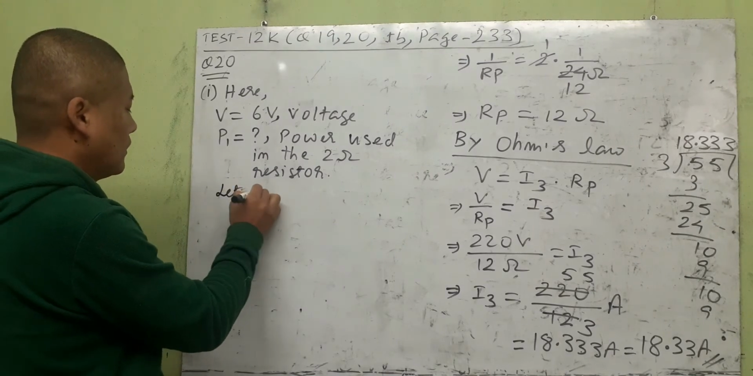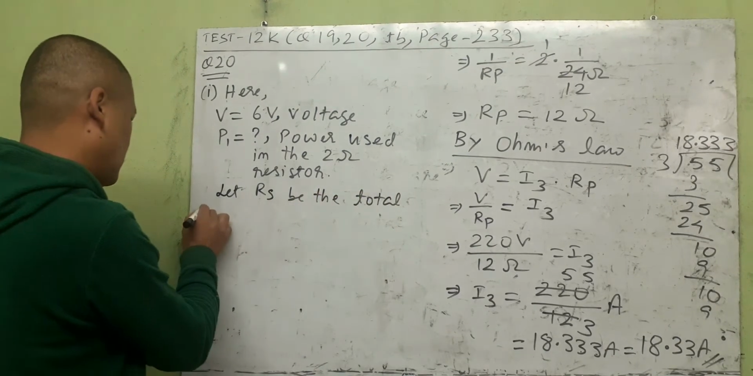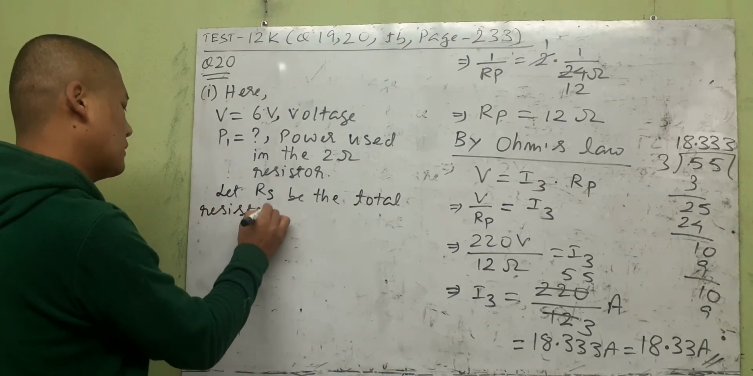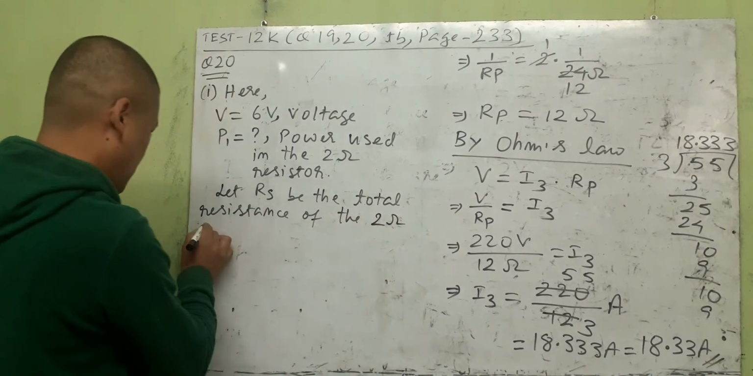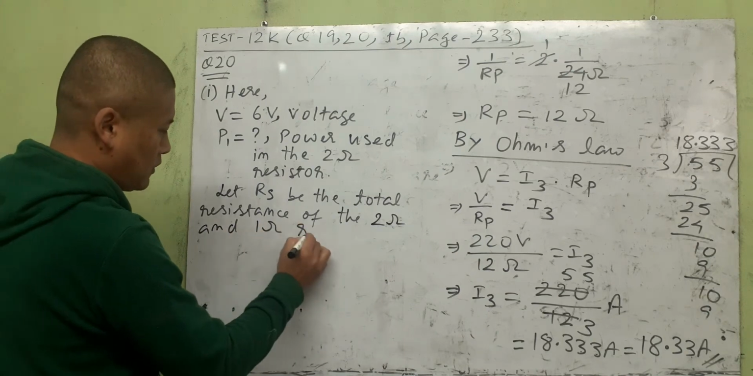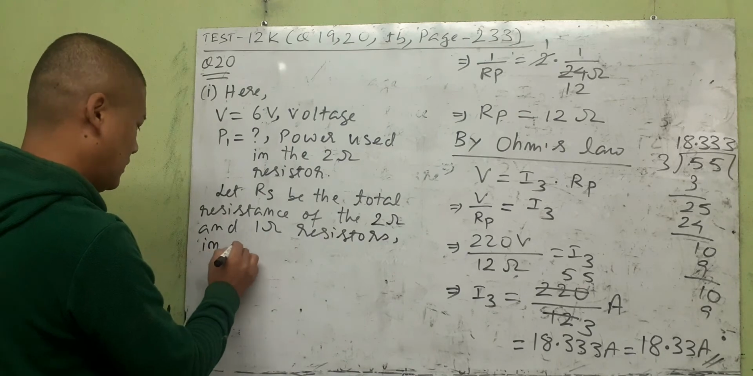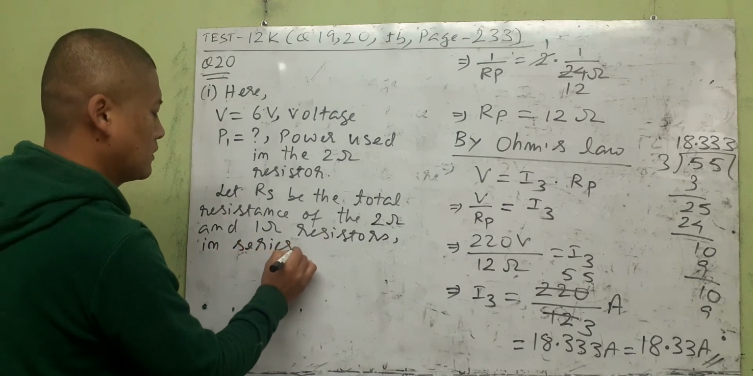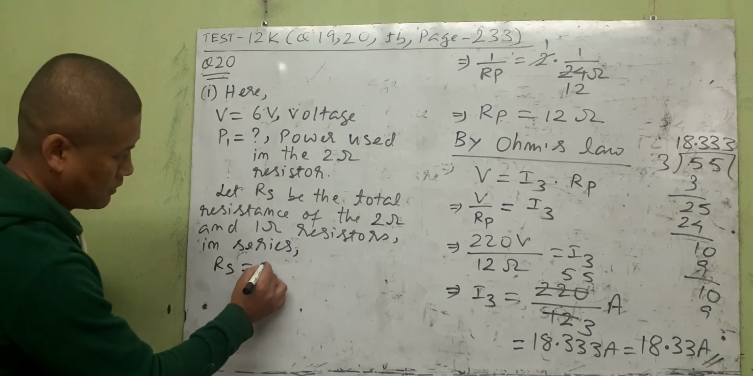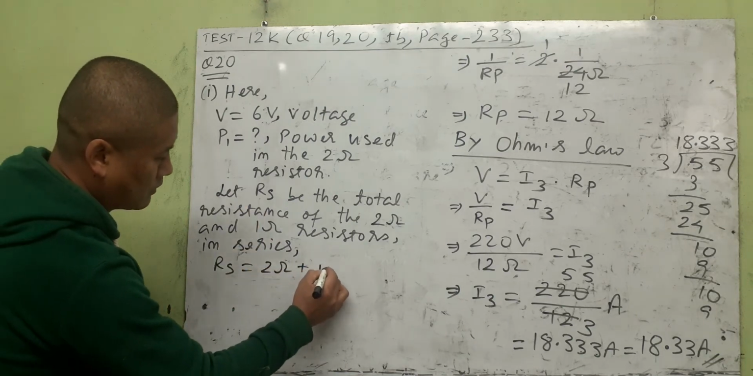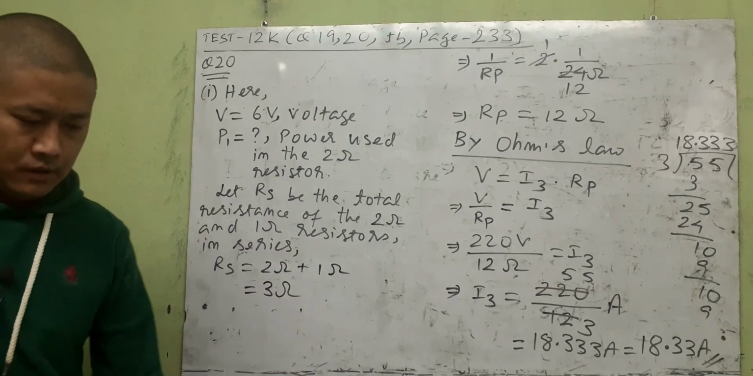Let RS be the total resistance of the, according to the question, 2 ohm, and one more is there, 1 ohm resistors, clearly in series. So if they are in series, their total RS will be first one 2 ohm plus second one 1 ohm, which is 2 plus 1, 3 ohm is the total resistance.